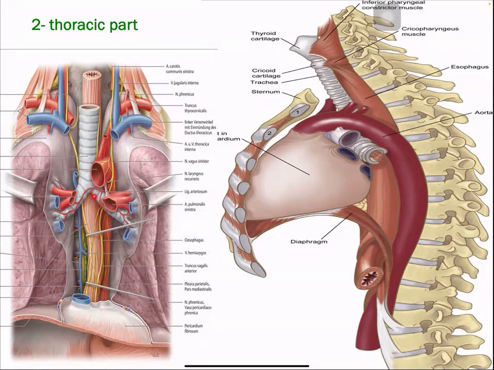Also on the right side, the esophagus is crossed by the azygos vein at the level of T4. Below this level, the azygos vein lies on the right and posterior to the esophagus. Here the esophagus is pulled apart on the right side, and also lies in direct contact with the pleura and lung.